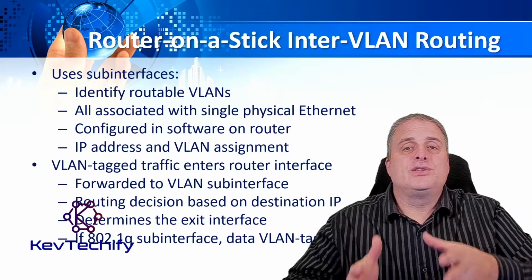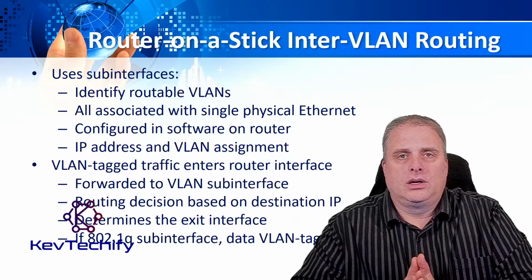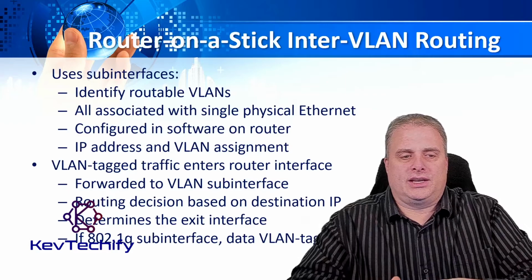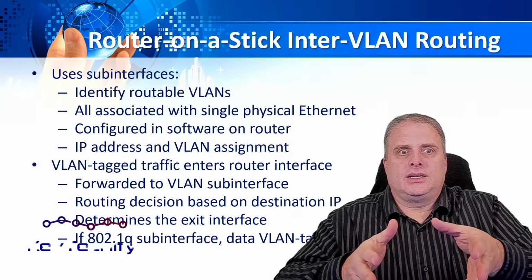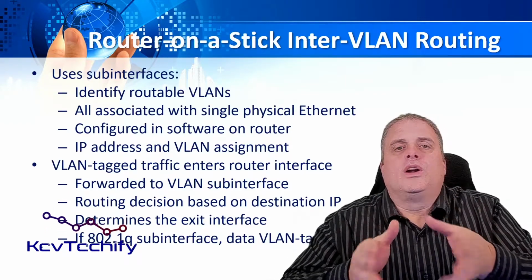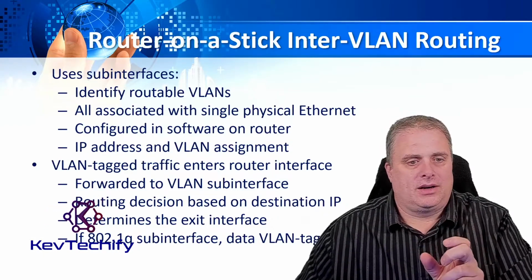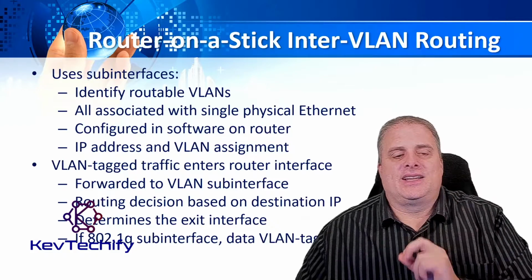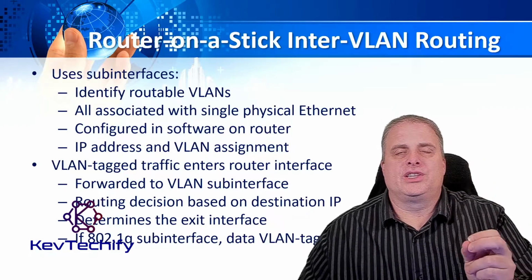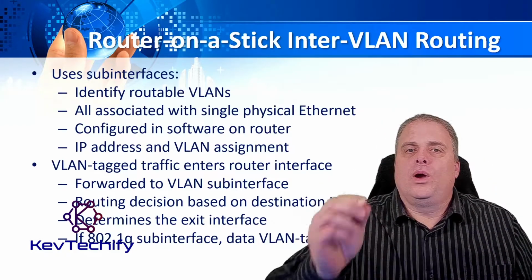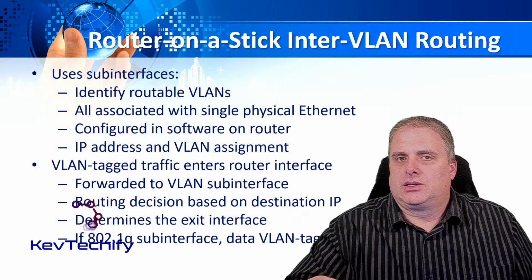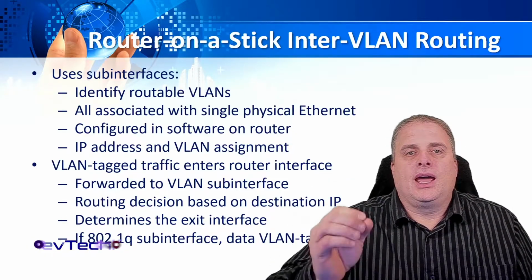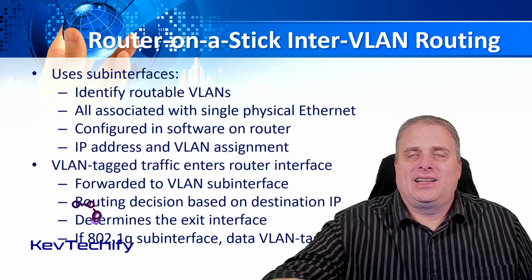When traffic does make it to that router, the router then looks at that 802.1q tag in that frame header and says, okay, what VLAN is that destined for? We're going to make a routing decision. We're going to look and see where that IP address is in our routing tables, and then we're going to send it on its way.